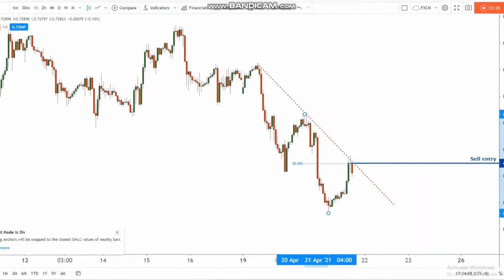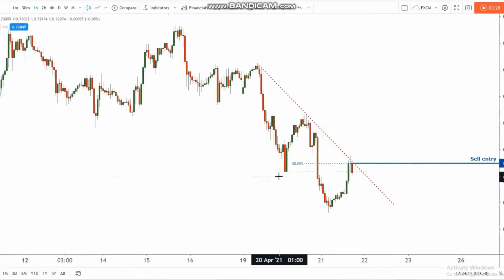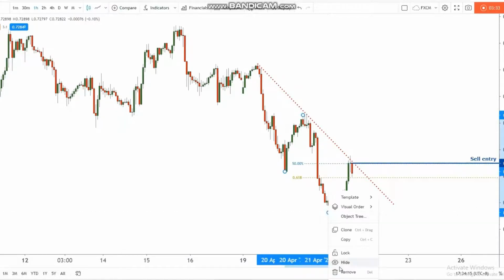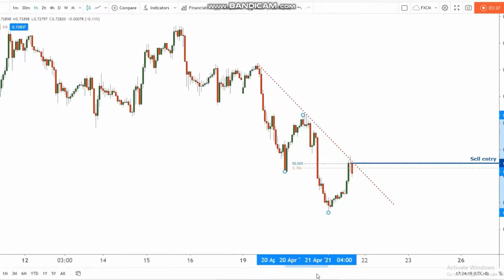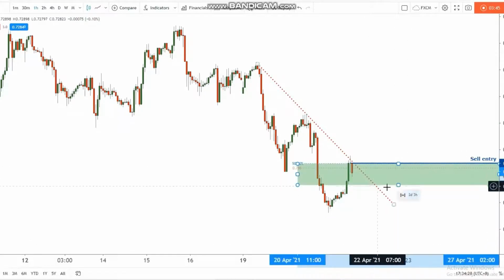The next level I can open is an extension. For the extension, I can take 3 points: 1 point, 2 points, and 3 points. If I open up the 78.6, you can see that the 78.6 is directly at our sell entry level. So let me just highlight this entire area as our bearish area.